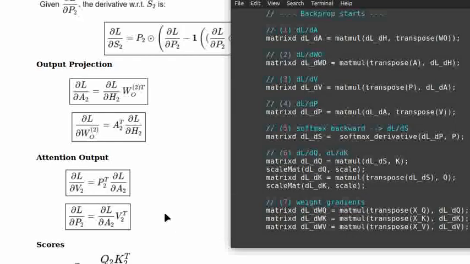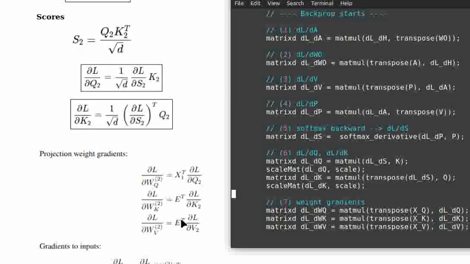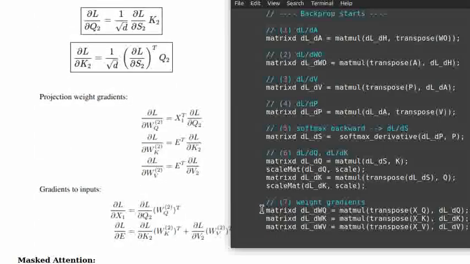And then for the output, we have the dL/dQ equals the dL/dS times K, and we need to multiply it by this constant. Okay, that's our scale. And the dL/dK is given by the dL/dS times Q. Again, we do the scale. Then finally, the weight gradients.